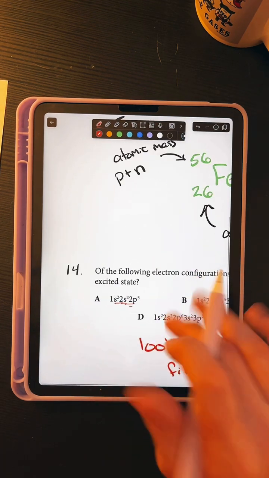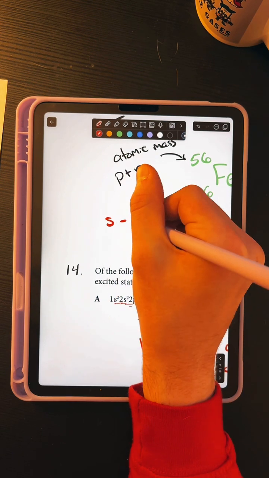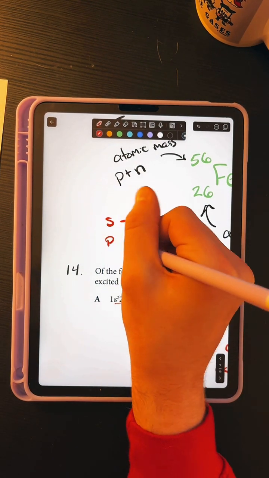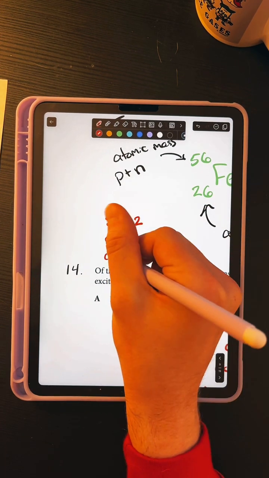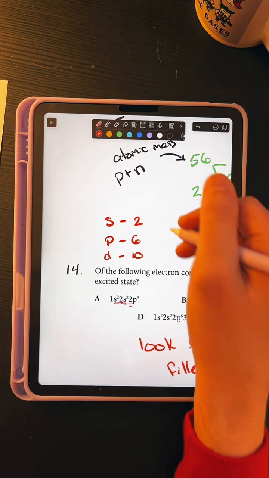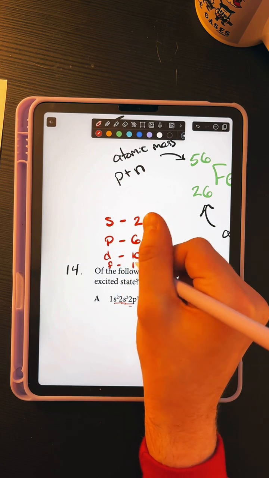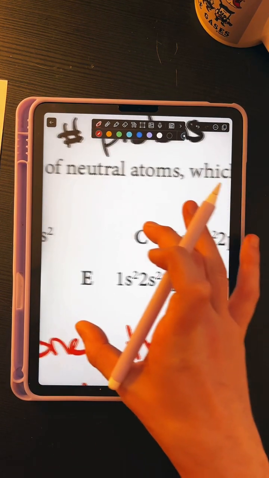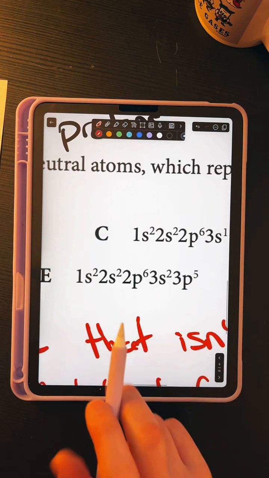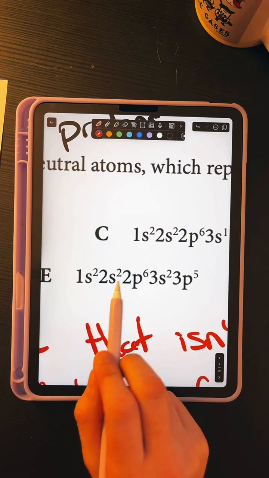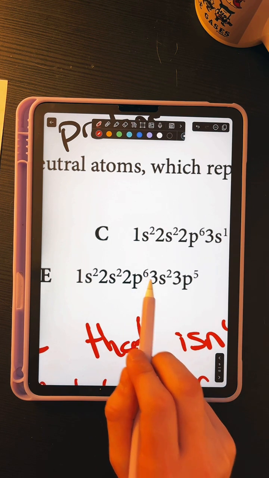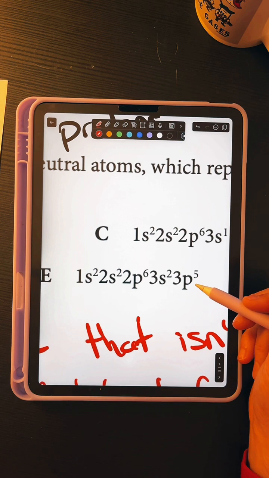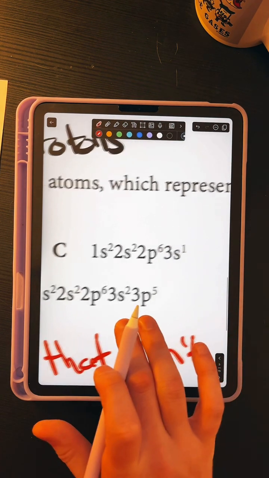Let me talk about this for a moment. An s orbital, the maximum electron count it can have is 2. P orbital, the maximum is 6. D orbital, the maximum is 10. And then an F orbital, the maximum is 14. So depending on what's already there or not. Let's go over to E. S is filled with 2, S is filled with 2, P is filled with 6, S is filled with 2, P is not filled, but that's at the end, so it's not in an excited state.